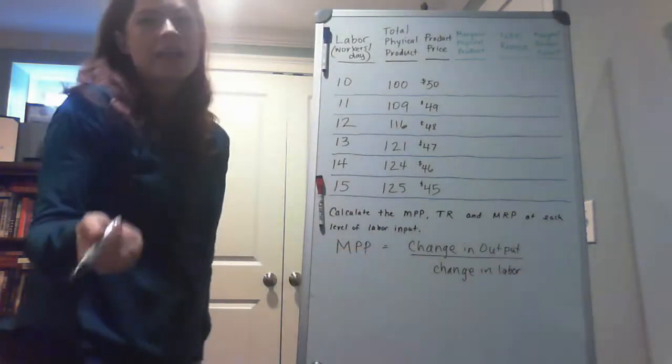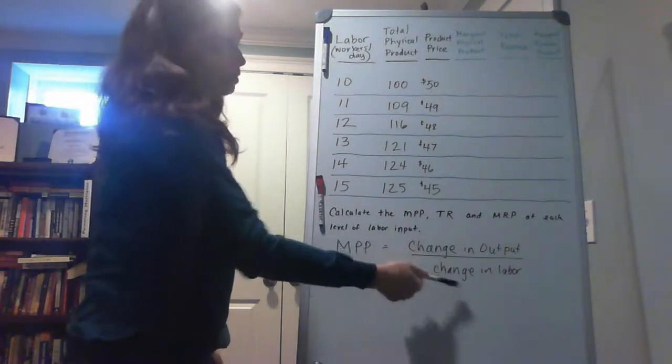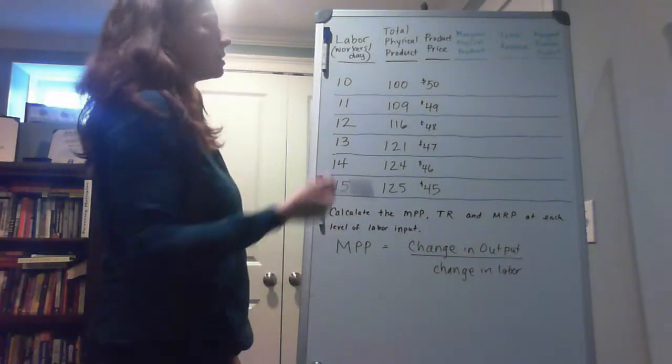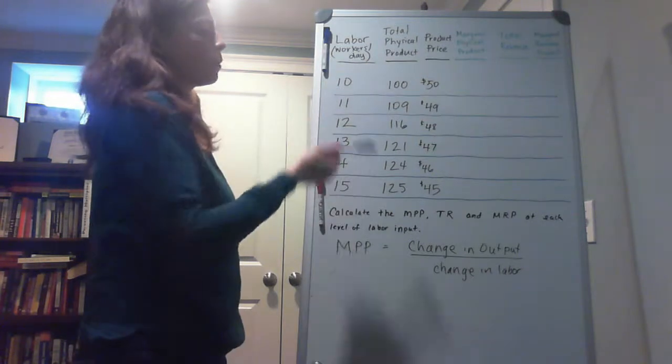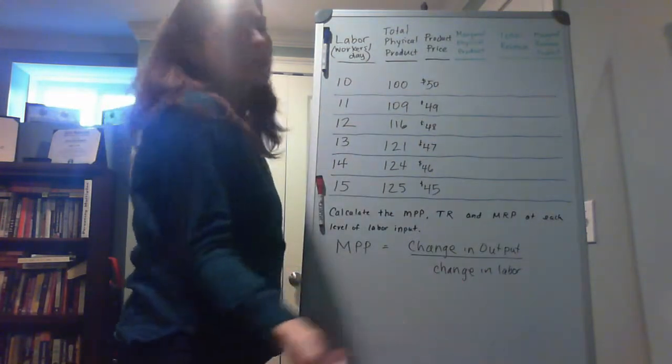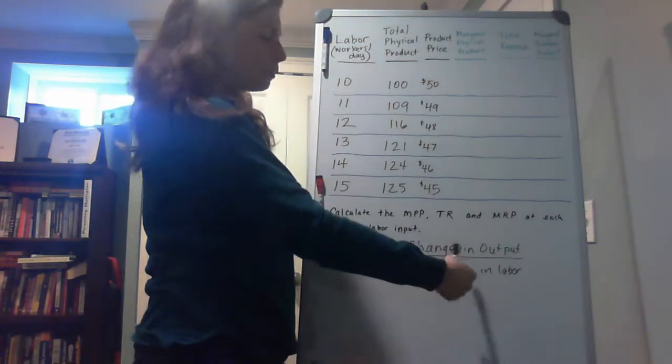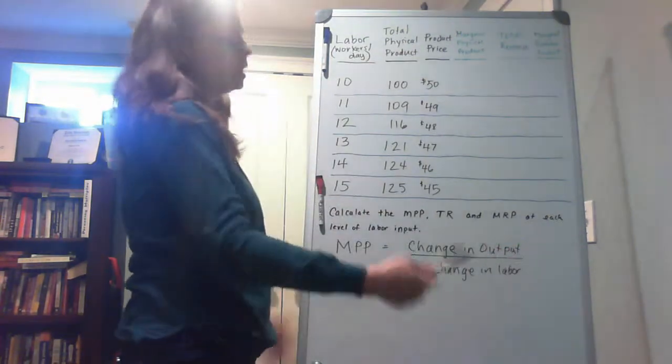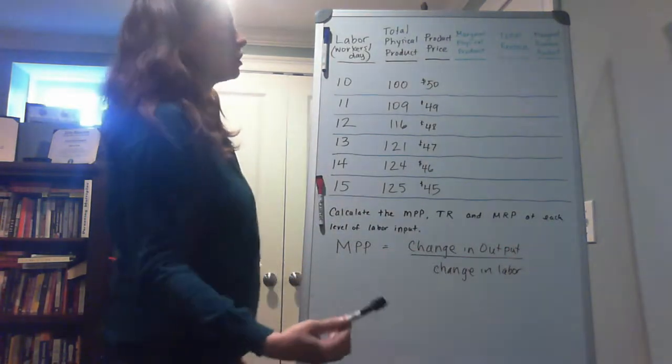Now, often what we find with a lot of these formulas is that the denominator, the change in labor, is always just going to be 1. We're just increasing by 1 worker, so we're going to be dividing by 1. It's not going to really change it. So what we're really going to focus on here is the change in output. It'll always be divided by 1, so it won't change.